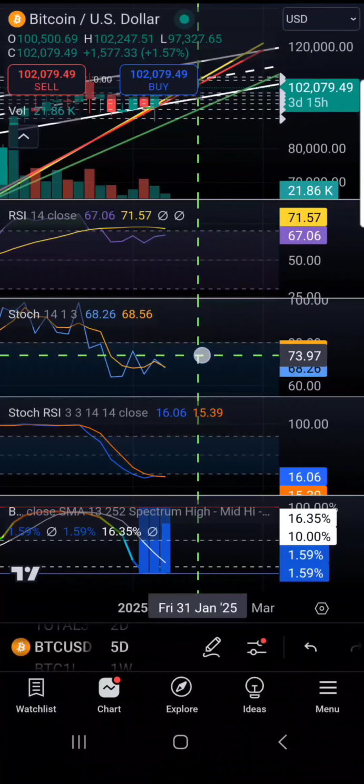And you can see the stochastic RSI is also turning upward. Oh, I'm sorry, this is yesterday. Still on yesterday, let's go to today. But to be clear, if you look at the top of the screen on the right, it says 3 days and 15 hours left in the 5-day time period. So this is like a day and a half ago. Actually, a little bit more than a day and a half ago.